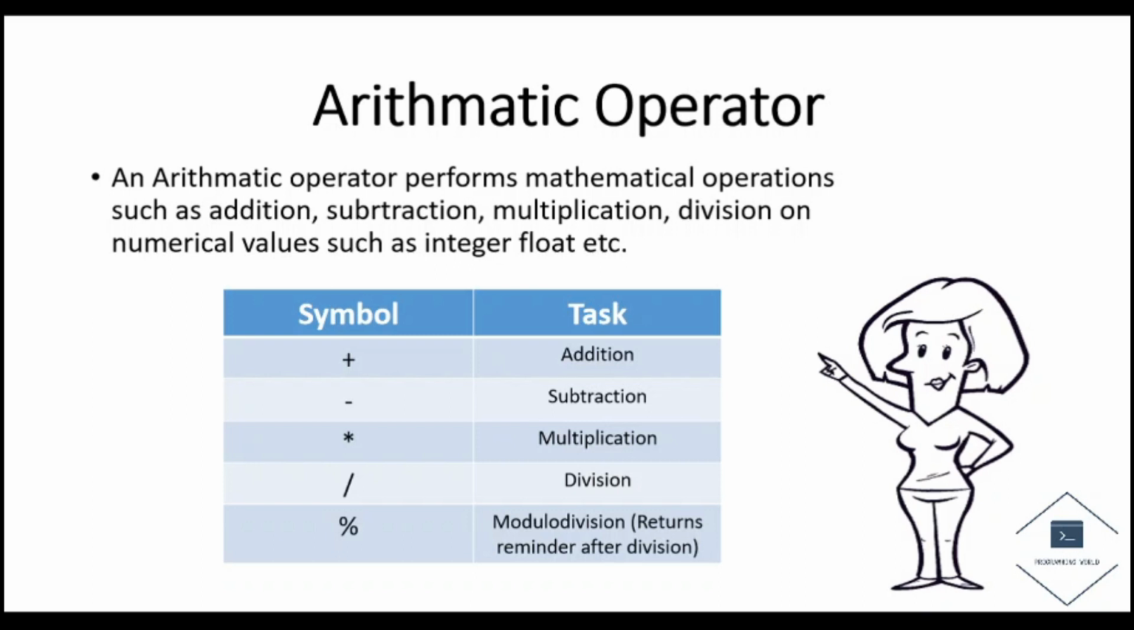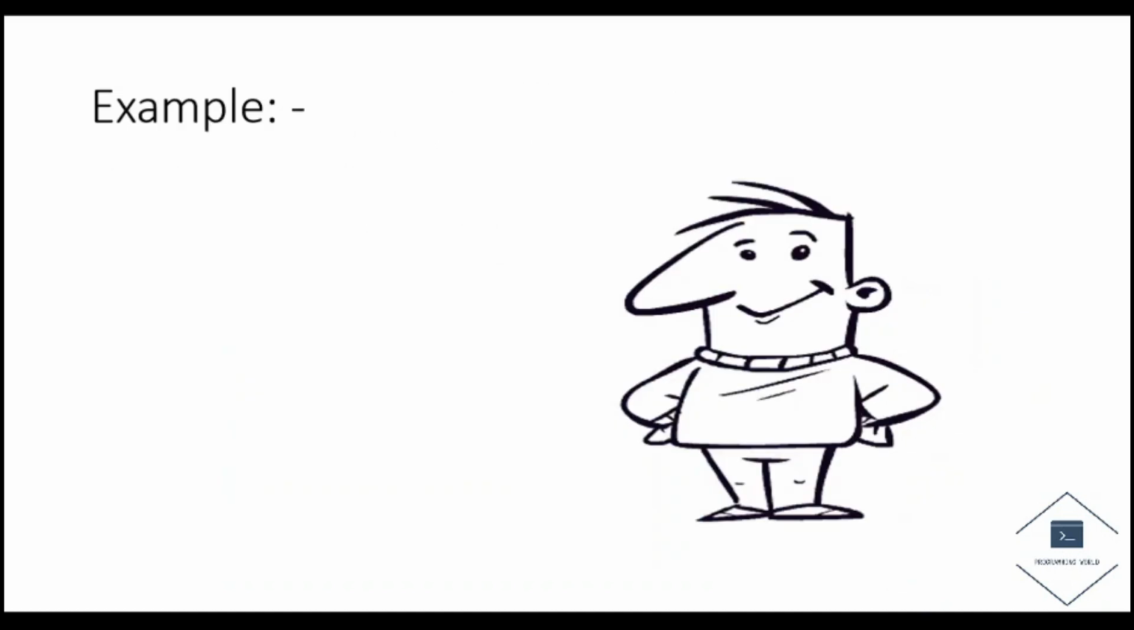Next is division. This operator is used to perform division. And last one is modulo division. This operator is used for modulo division. It returns the remainder after division. Now we will see some examples.